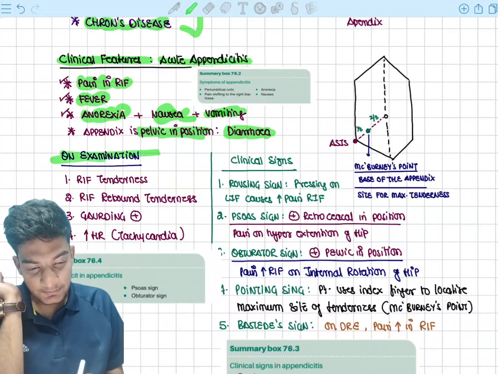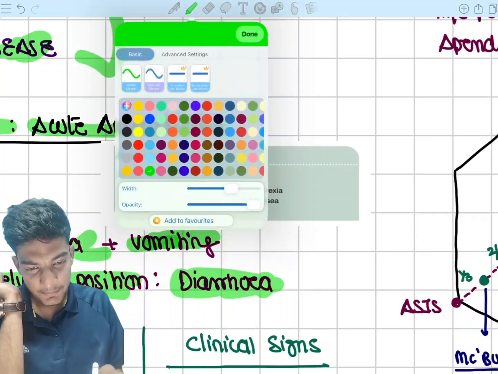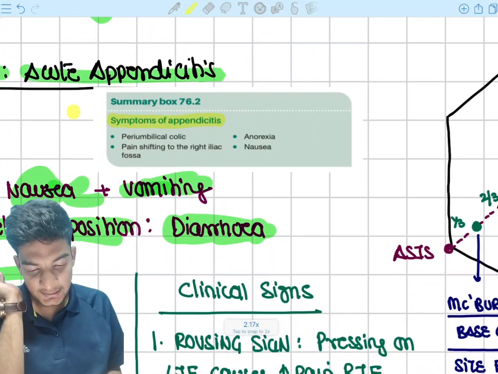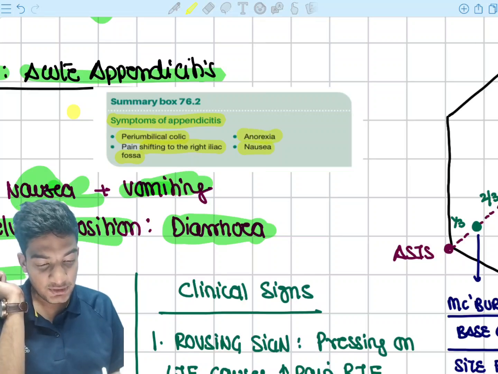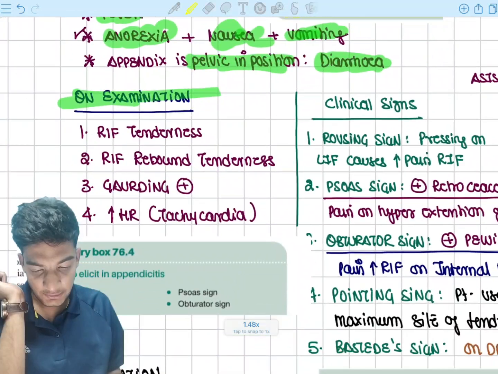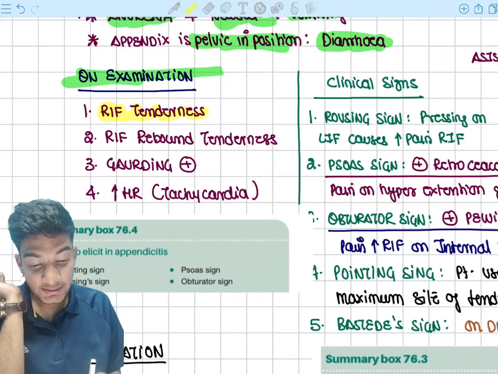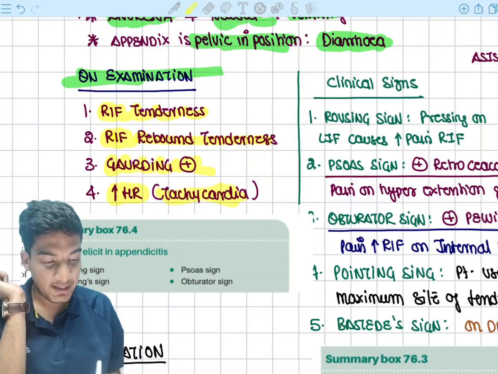On examination, let's deal with the table given in Bailey. Symptoms of appendicitis: periumbilical colic, pain shifting to the right iliac fossa, anorexia and nausea, which we have already dealt with. On examination, we get right iliac fossa tenderness, right iliac fossa rebound tenderness, guarding of the muscles, and increased heart rate, that means tachycardia.